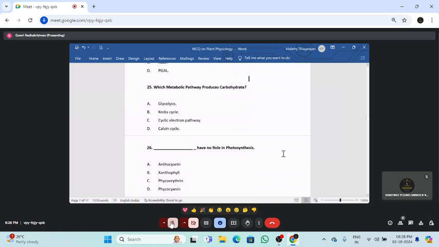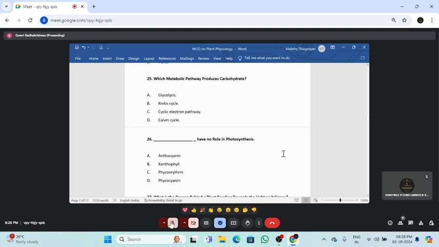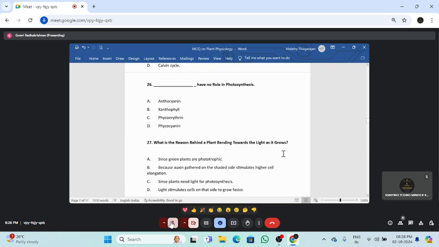So question number 25. Which metabolic pathway produces carbohydrate? Option A, ma'am. No, it's option D. Calvin cycle. Then 26. Dash have no role in photosynthesis. Option C. No, option A, anthocyanin.